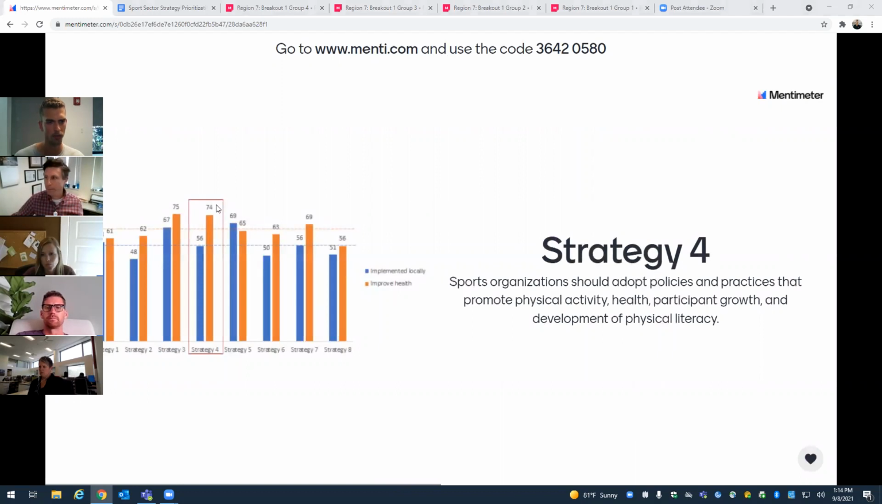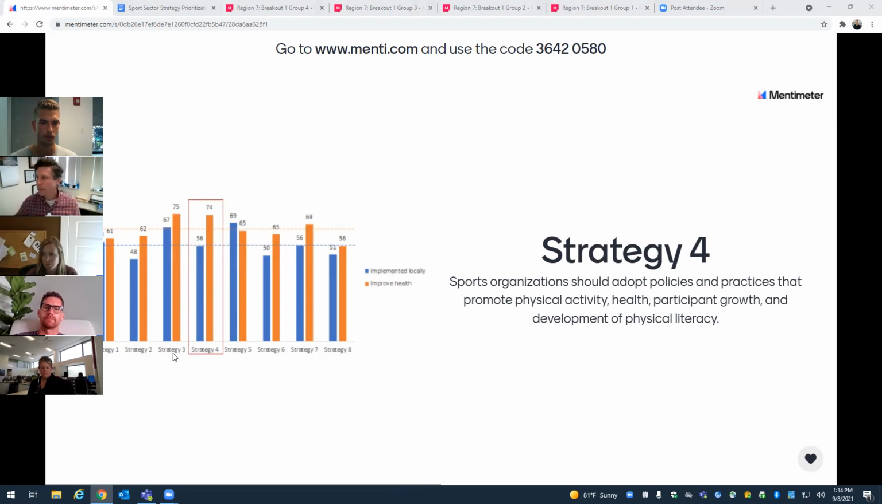This was one of our top 3 priority strategies, and it outweighed the rest pretty handily. This one is: sports organizations should adopt policies and practices that promote physical activity, health, participant growth, and the development of physical literacy. So this is where it fell in our REDCap survey on implementation locally and its ability to improve health.